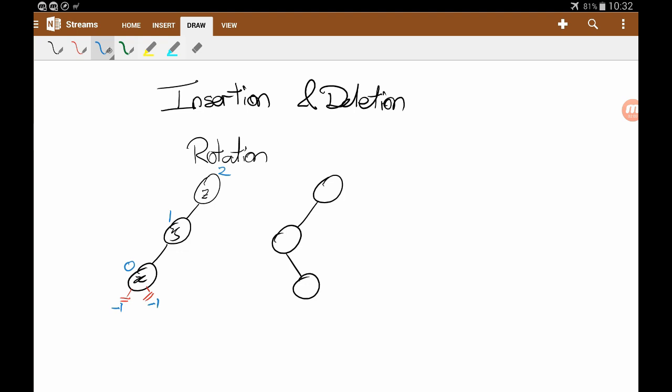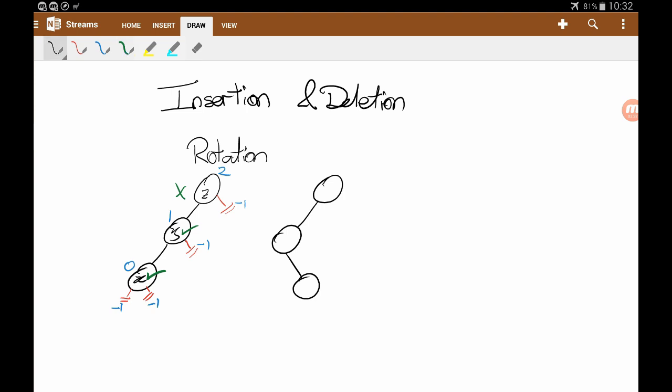So X is balanced. If we look at Y, we see the left child has a height of 0 and the right child has a height of -1. And so the difference between them is 1, and so Y is balanced. But now if we look at Z, we see that the left child has a height of 1 and the right child has a height of -1. And so the difference between them is 2, which means that at Z, the balance is broken.